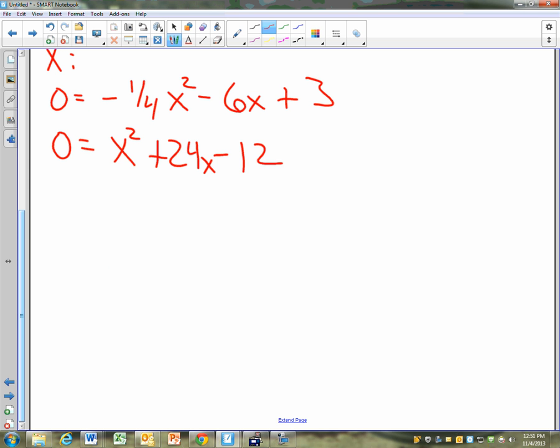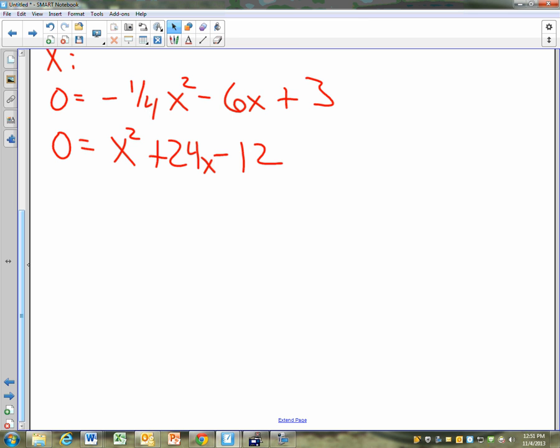Now, let's just think about what we did. True or false? If I graphed these equations, they would look 100% identical. False. This one goes down. This one goes up. So what's the same about them then? The intercepts, where they cross the x-axis. Multiplying through did not change the intercepts. Okay? So we're allowed to do that. So here I have 0 equals x squared plus 24x minus 12.